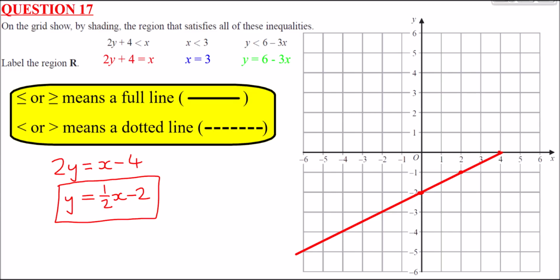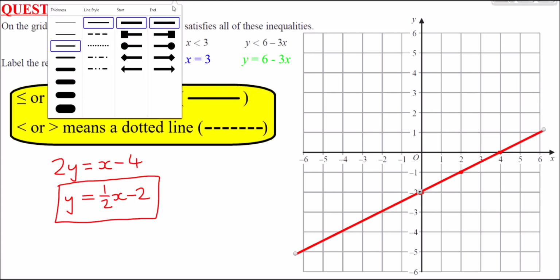And make sure it's extended upwards as well. But like I said earlier, because it's one of these symbols, we do a dotted line. So what you need to do is have your line dotted like so.